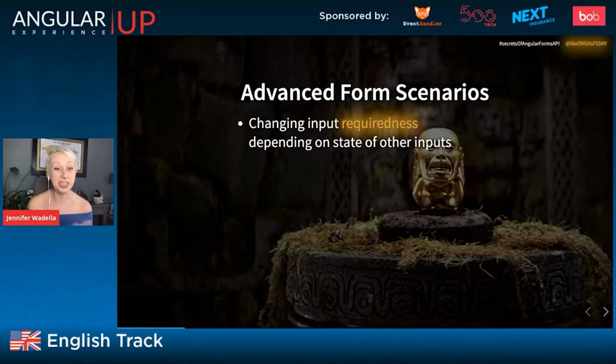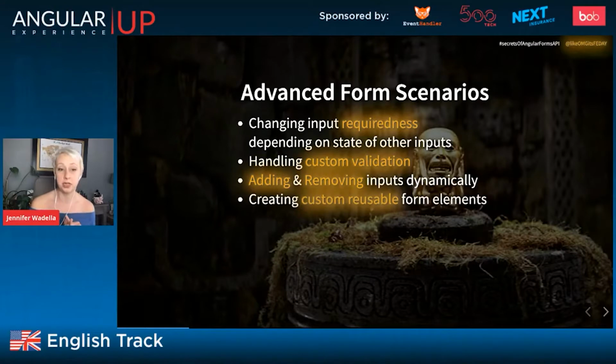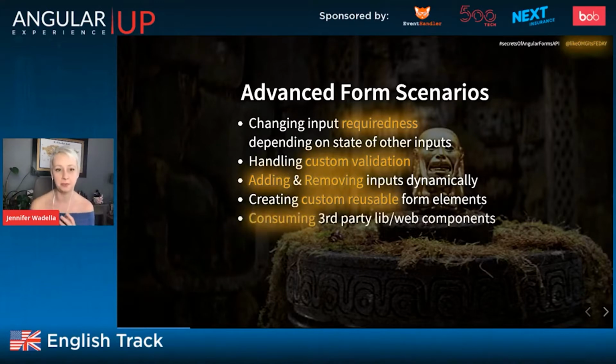We can do things like changing input requiredness depending on the state of other inputs. We can handle custom validation. We can handle adding and removing inputs dynamically. We can also deal with creating custom reusable form elements. If we are, for instance, having an address block that we want to repeat a lot and use throughout our application, how can we create and abstract that out with our forms without having to do a lot of messy code? We can deal with consuming third-party libraries or web components.